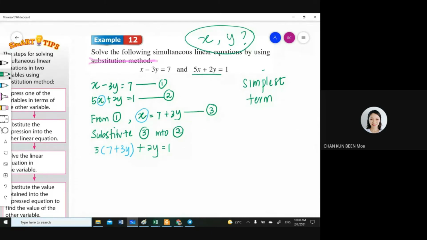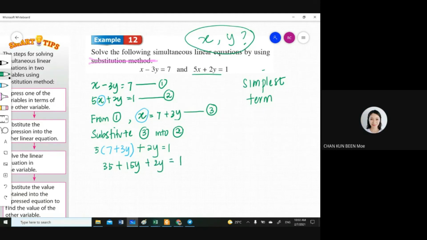Okay, expand. 5 times 7 equal to what? Nobody can answer. 35. Very good. And then what about 5 times 3y? 15y, right? Okay, I undo this one. So this will be 35 plus 15y. 5 times 7, 35, 5 times 3y, 15y. So the rest we just copy down. Plus 2y equal to 1.